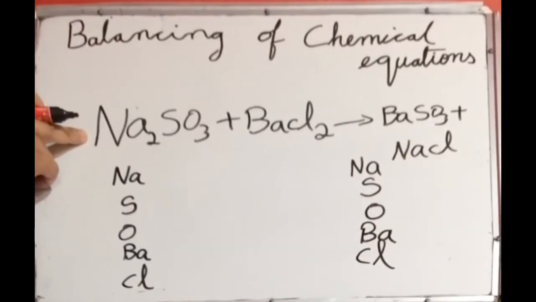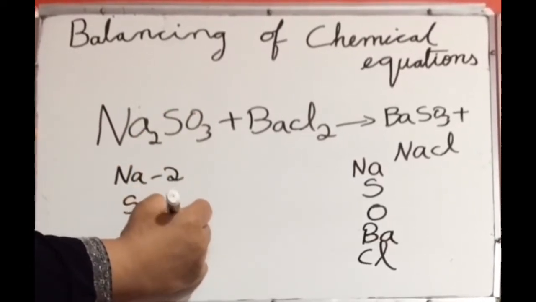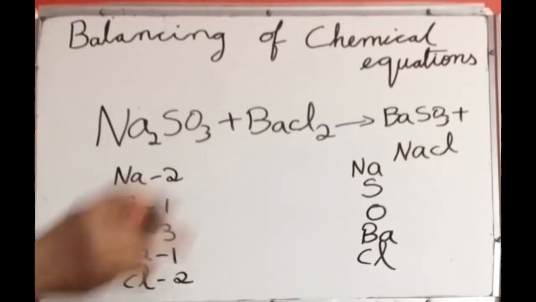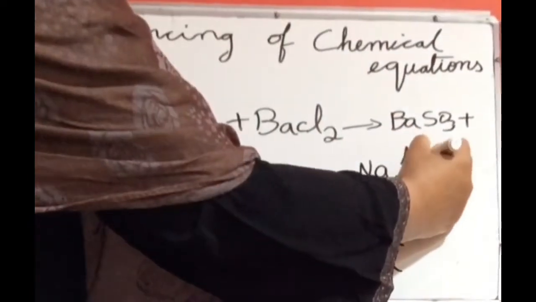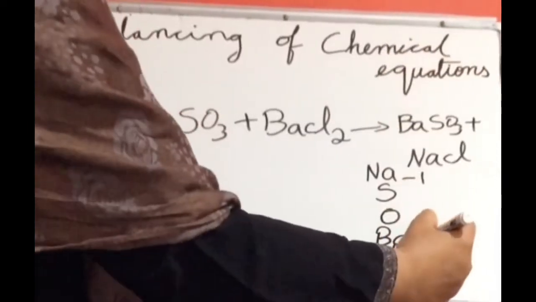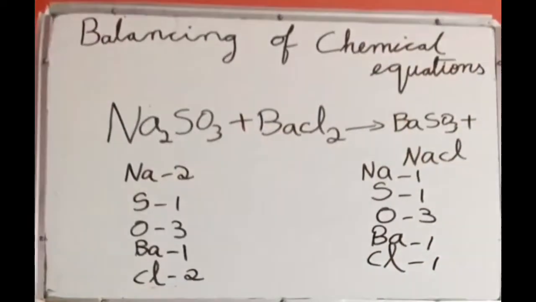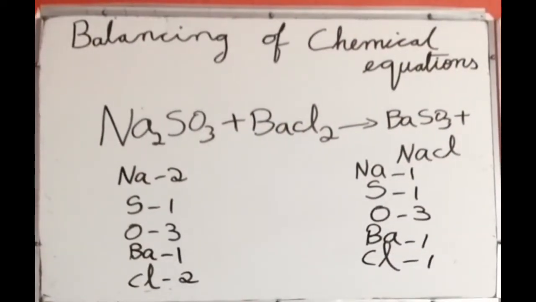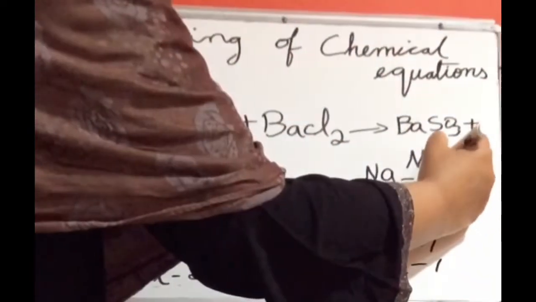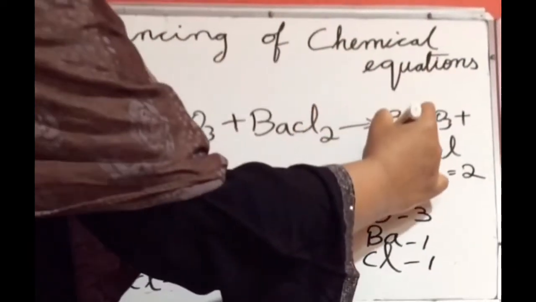Now let's see this thing. How many atoms of sodium are here? 2. Sulfur 1. Oxygen 3. Barium 1. Chlorine 2. This side, how many atoms of sodium? 1. How many atoms of chlorine? 1. How many atoms of barium? 1. Sulfur 1. Oxygen 3. Now we have to balance it. Here 2, here 1. So what do I have to do here? I will multiply this into 2. That is equal to 2. So where should I put 2? I will put it on the left hand side.